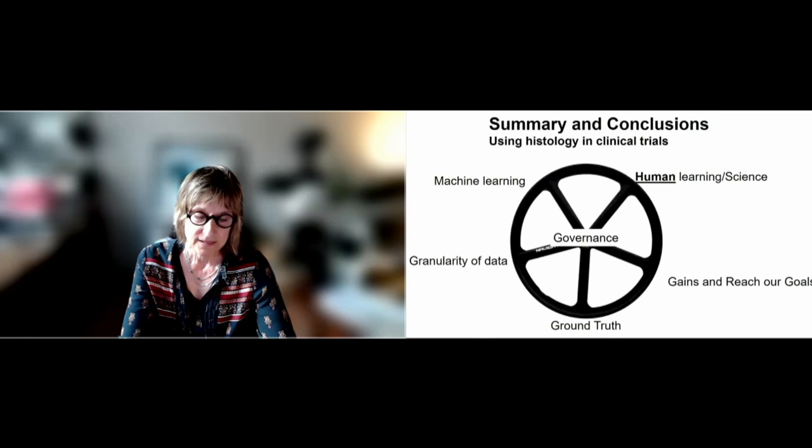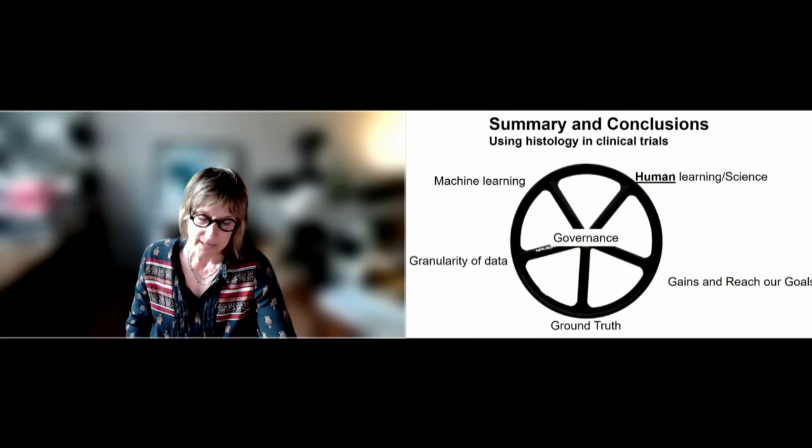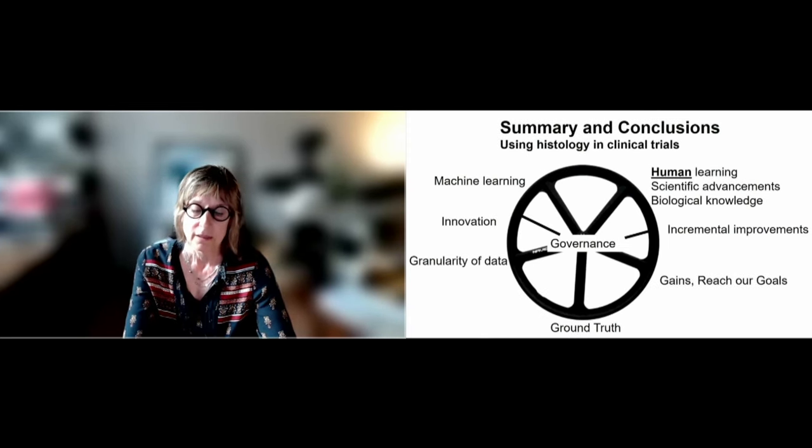Next slide. In conclusion, to make progress in the AI machine learning NASH arena, I think we need to put governance in the center. We need to have, as a foundation, unequivocal ground truths. We must understand on a granular level all of the details from validation efforts.